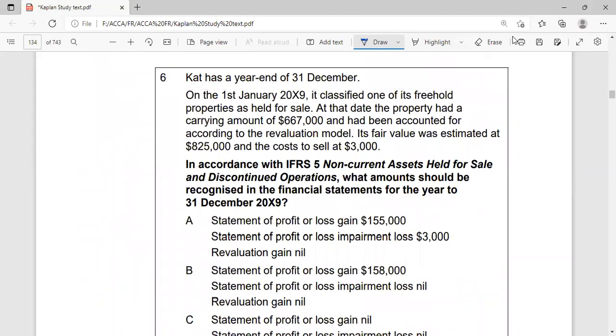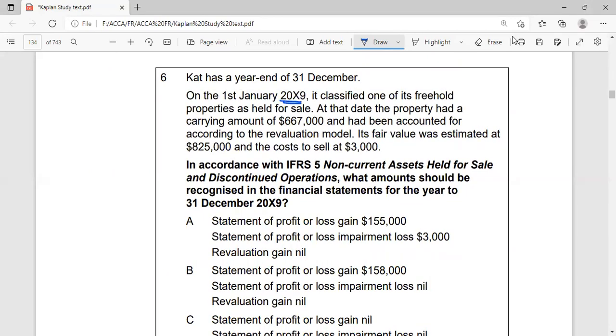Next. CAT has a year ended 31st December. On 1st January 2009, it classified one of its freehold properties as held for sale. At that date, the property had a carrying amount of 6,67,000 and has been accounted for according to the revaluation model. Its fair value was estimated at 8,25,000 and the cost to sell is 3,000. So here the carrying amount is 6,67,000 and the revaluation of the asset is 8,25,000 minus 3,000, which is 8,22,000.